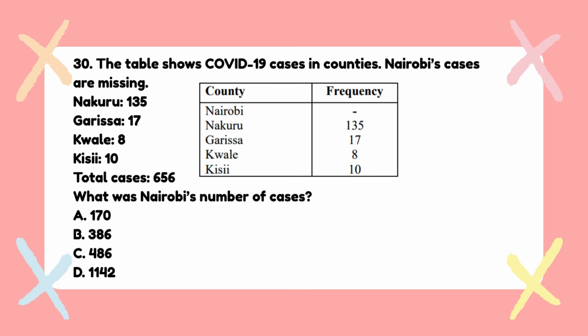30. The table shows COVID-19 cases in counties. Nairobi's cases are missing. Nakuru 135. Garissa 17. Kwale 8. Kisii 10. Total cases 656. What was Nairobi's number of cases? A. 170. B. 386. C. 486. D. 1142.